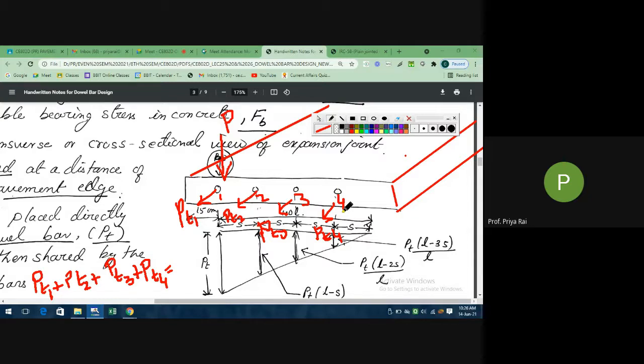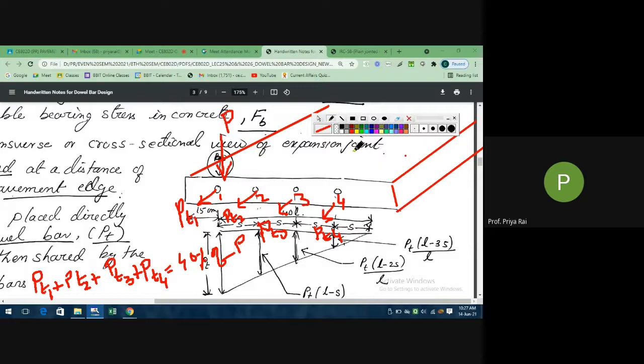What did I say? The purpose of the dowel bar is to transfer the load. Then what is the amount of load that they will transfer? 40% of the load. Yes, 40% of P. If the wheel load is P, then altogether they will transfer 40% of P. So we can write PT1 plus PT2 plus PT3 plus PT4 is 40% of P. This is clear, right?